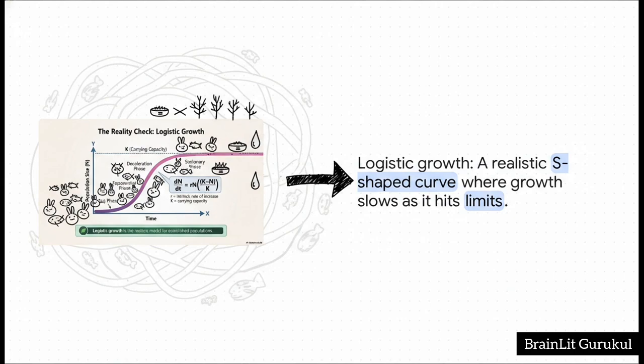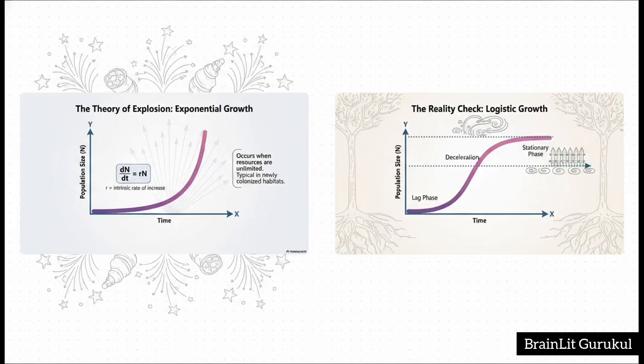And this is the reality check. It's called logistic growth, and it gives us this much more realistic S-shaped curve. A population starts out growing fast, kind of like that J-curve, but then reality hits. Resources get a little scarcer, competition kicks in, and the growth rate starts to slow down until it eventually levels off at a plateau.